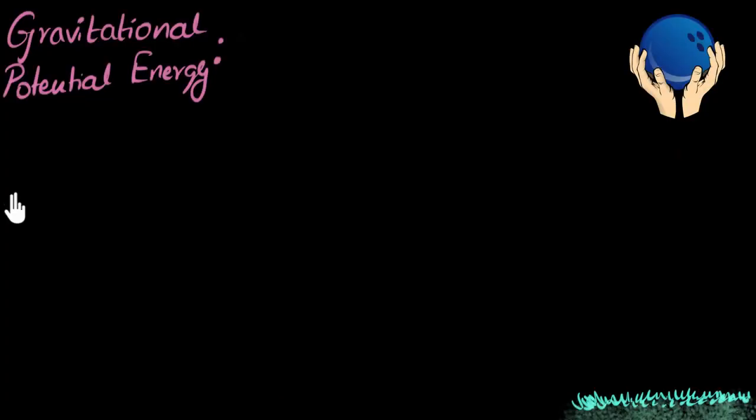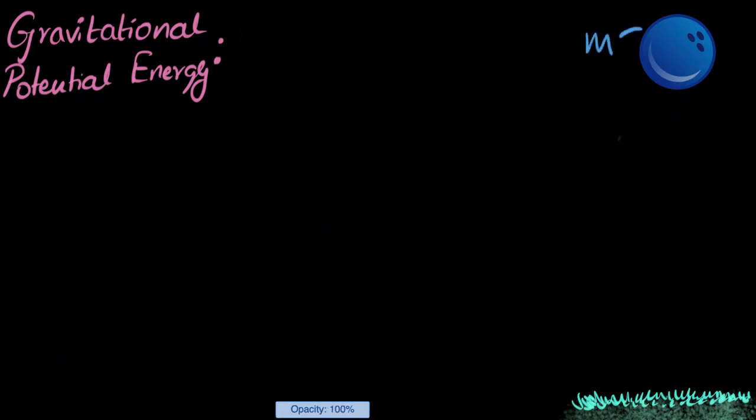If I hold this bowling ball at some height, then we say that the ball has gravitational potential energy. And the reason we say that is because if I let go of that bowling ball, then gravity can do work on that ball. Now the question we want to try and answer in this video is exactly how much potential energy does this ball have? Meaning if I know the mass of this ball, let's say it's m, and I know exactly how high it is, what is the potential energy? That's what we want to try and figure out.